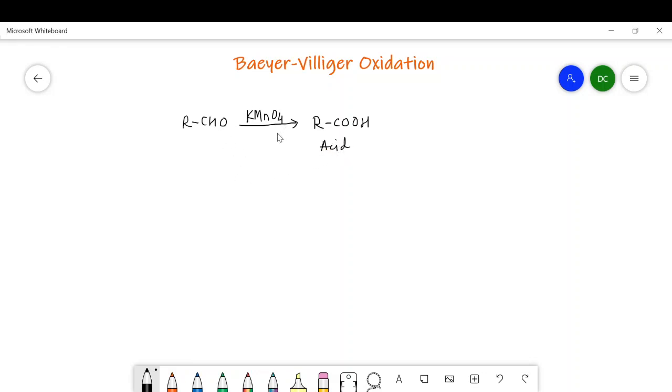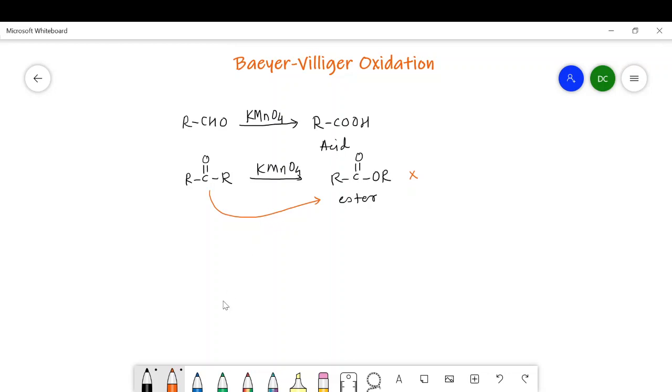Now, when we use a similar strategy for the ketone as a reactant, the expected product should be like this: RCOOR. That is, ketone should give ester as an oxidation product in presence of KMnO4. But this oxidation is not possible in presence of KMnO4. Then how can one convert this ketone into the ester?